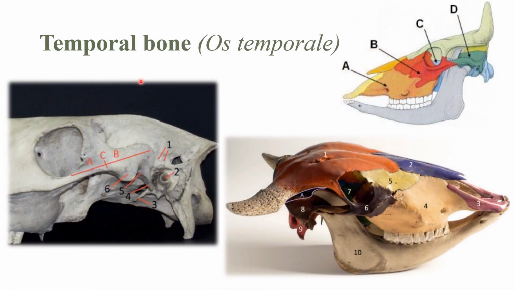Last bone of today's lecture is the temporal bone. It extends quite a bit, so this is the temporal bone right here. Also, it is here on a bovine skull, and you can see it colored in dark green, where you can see where it starts and where it ends.